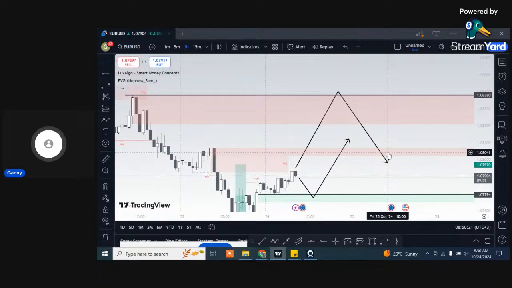Now, you might not know exactly what an inversion fair value gap is. An inversion fair value gap is when price overlaps a previously existing fair value gap. When price closes a previously existing fair value gap, this is what we call an inversion fair value gap. So once I see this form on the 5-minute time frame, boom, I'm striking right there and then.